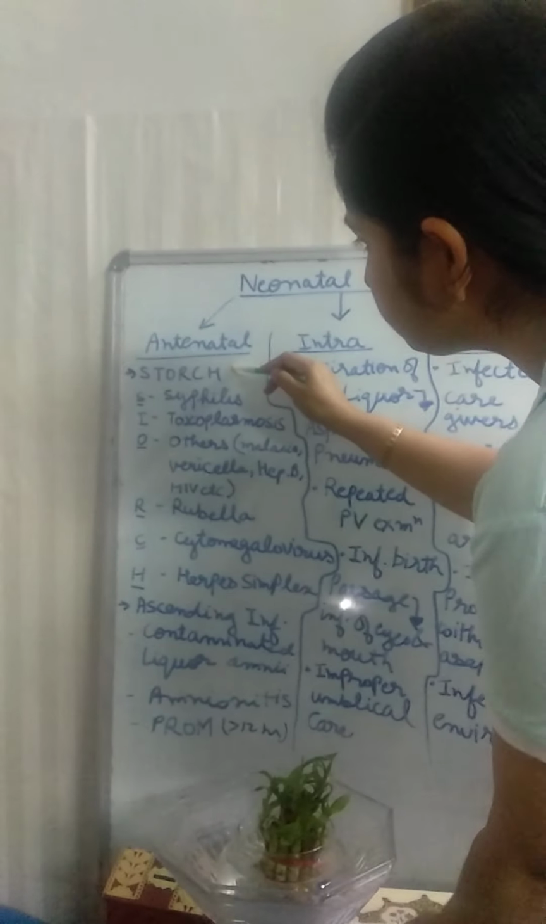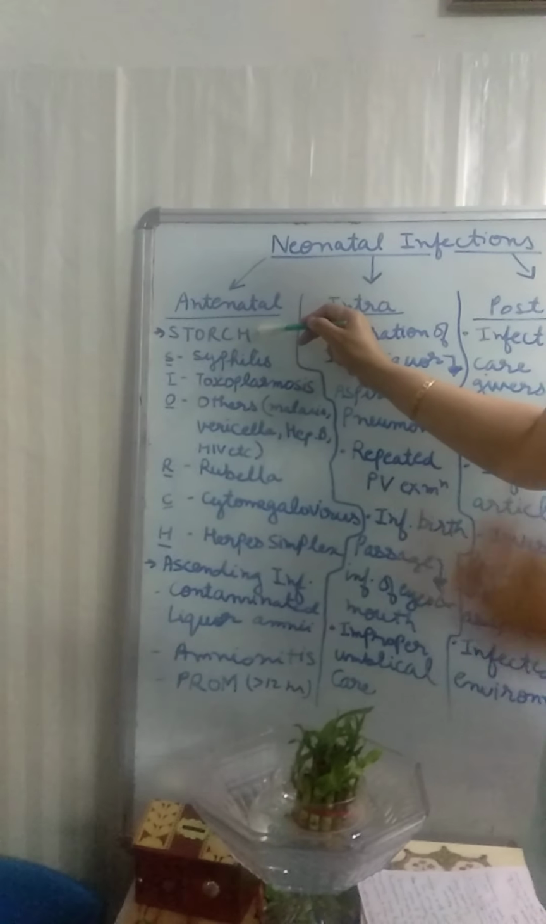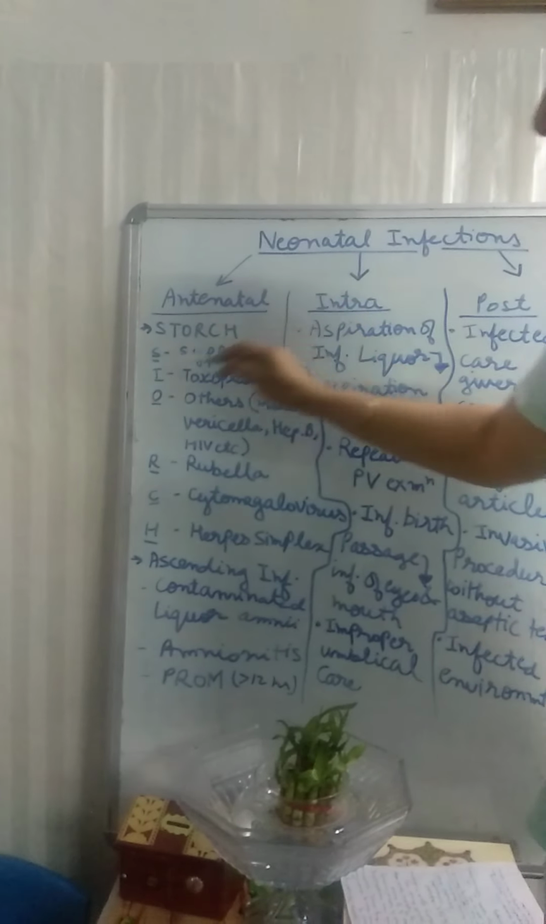If we talk about the sources during the antenatal period, this is S. TORCH. S. TORCH are the infections which are seen in the mother. This S. TORCH is an acronym. S stands for syphilis, T stands for toxoplasmosis, O stands for others. Others is malaria, varicella, hepatitis B and HIV and a few other infections. R is rubella, C is cytomegalovirus, H is herpes simplex. These are the infections which are seen in the mother during the antenatal period.